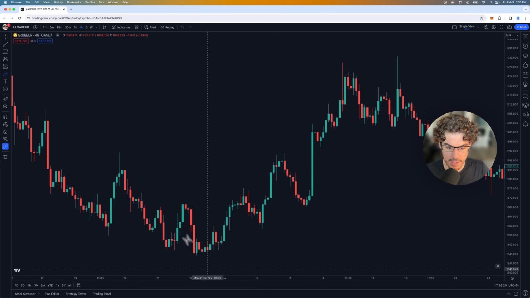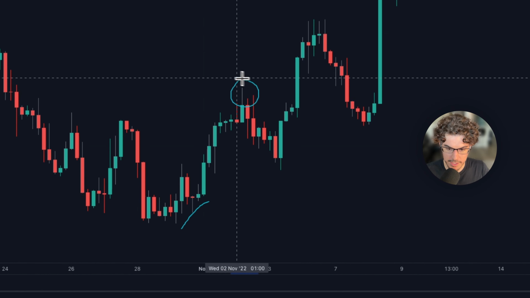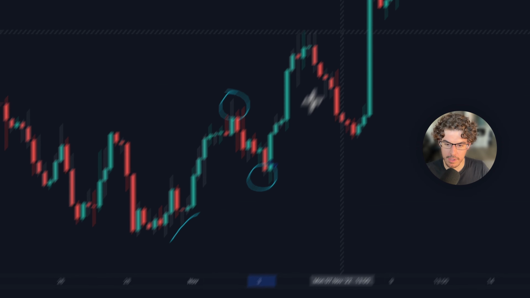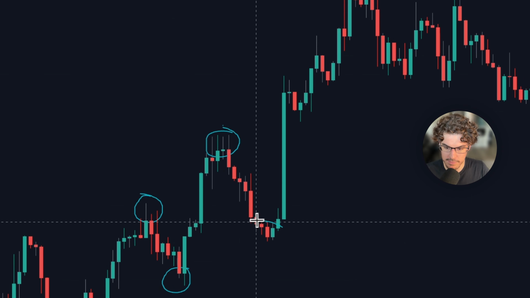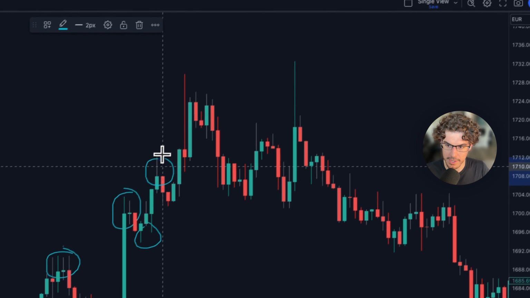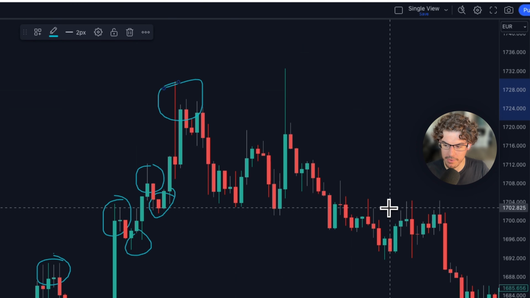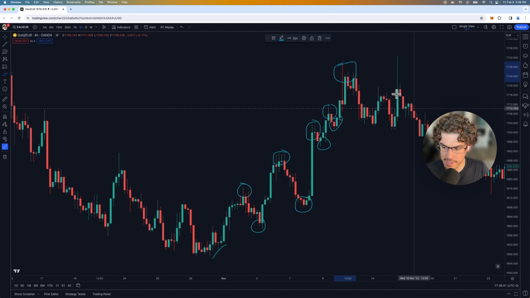are we in. Now we see here that we start moving and pushing to the upside from this area, and we create a higher high, and we create a higher low, and then we have a new higher high, and then we have a higher low, and a new higher high, and a higher low, and a higher high, and a higher low, and a higher high, until we reached an area where price started moving downwards.